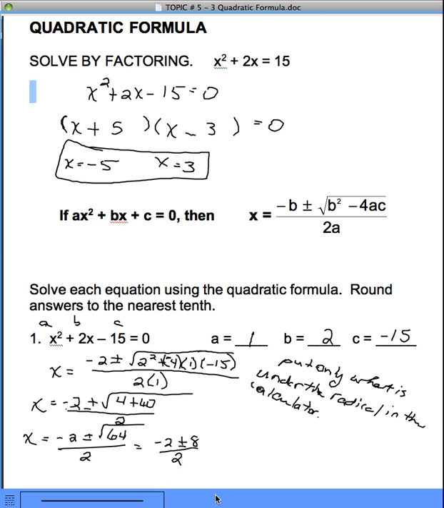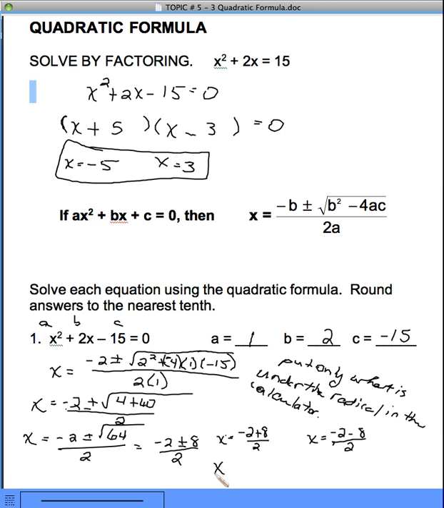Now from this point, you need to make sure you have two different answers. And so you're going to solve one with the plus. So you have x equals negative 2 plus 8 over 2, and you have x equals negative 2 minus 8 over 2. That's what that plus or minus means. You're going to do one solution with the plus and one with the minus.